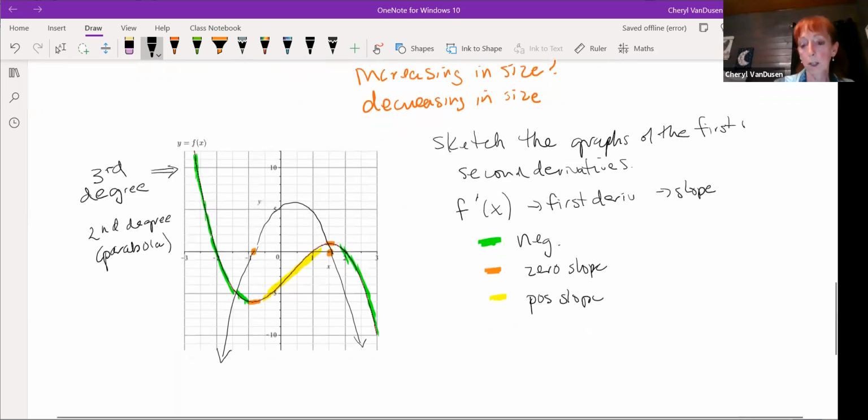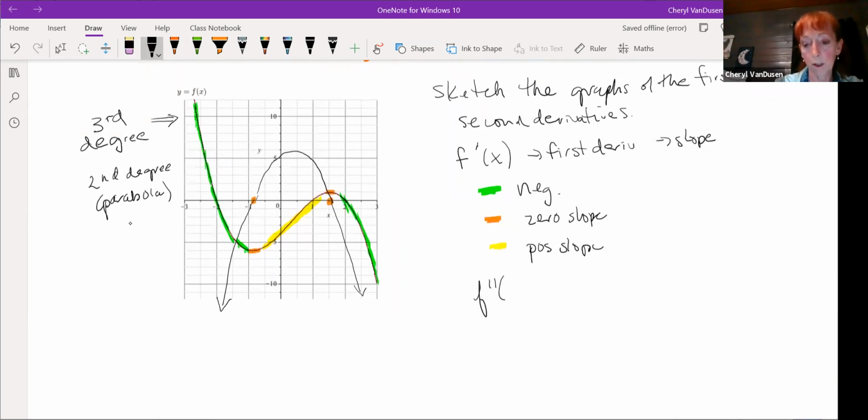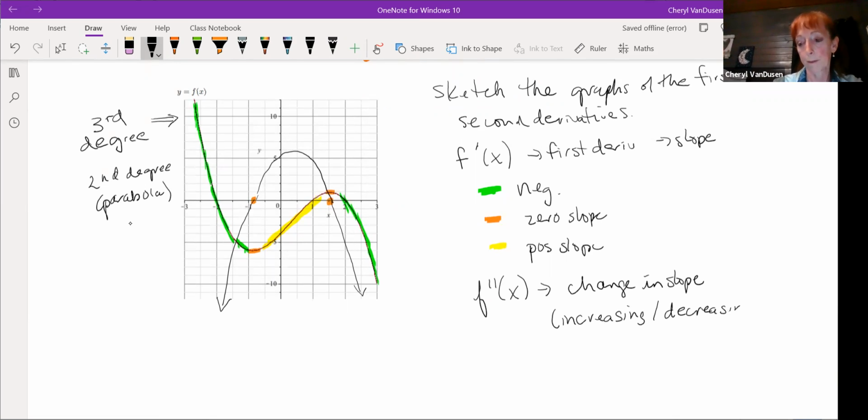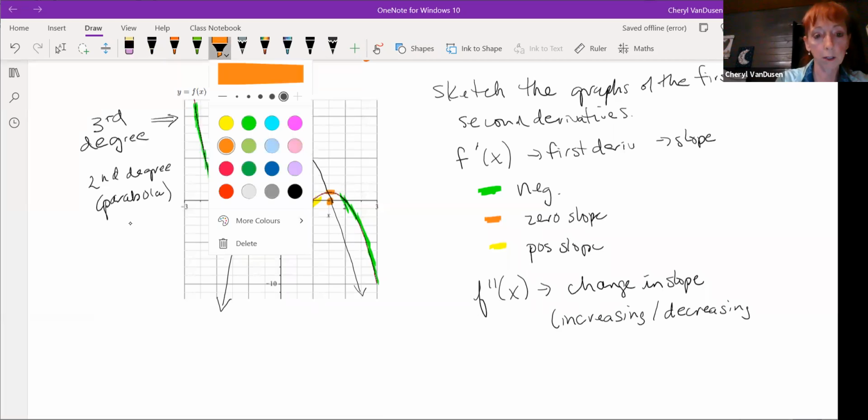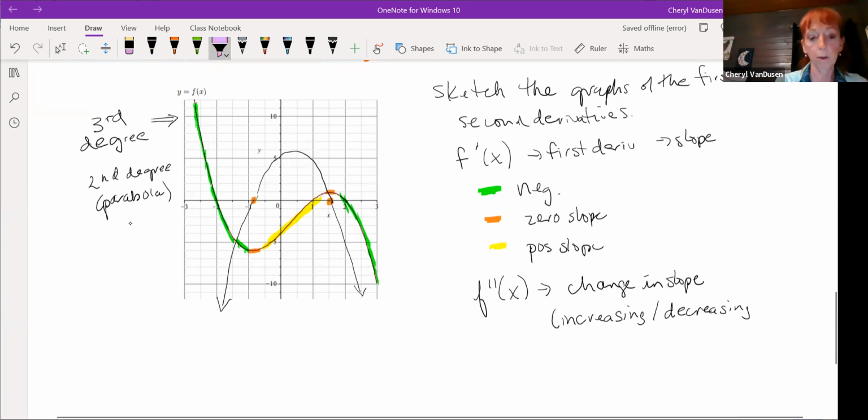Now, how do we do the second derivative? The second derivative is the change in slope, whether it's increasing or decreasing. So that's what we're going to use for words here, increasing or decreasing. Okay, so let me show you how this works. I'll try to pick a different color for us here. So maybe this nice purpley color.